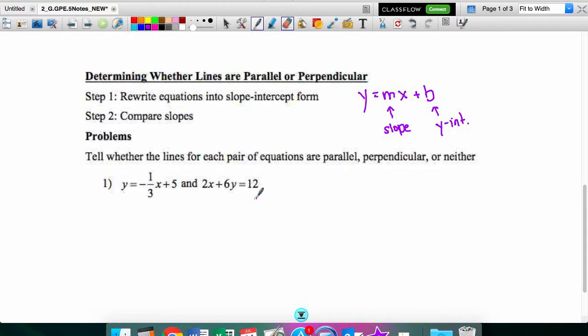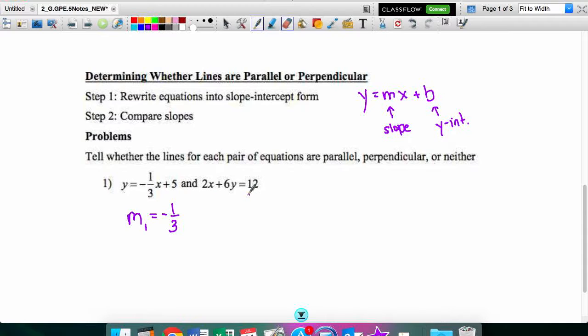Determine whether the lines are parallel, perpendicular, or neither. So the first thing we're going to do is make sure that each equation is in slope-intercept form. So if I take a look at my first equation, y equals negative 1/3 x plus 5, I see that it's already in my mx plus b form. The y is isolated by itself, and the x and constant term are on the right-hand side. So I can just pull out my slope from my first equation. And it looks like the slope is the negative 1/3, the coefficient in front of the x.